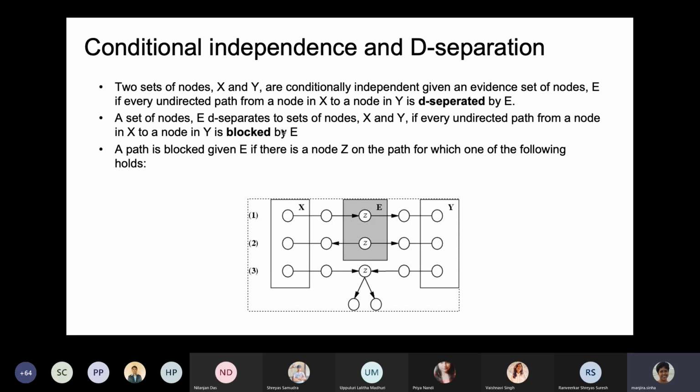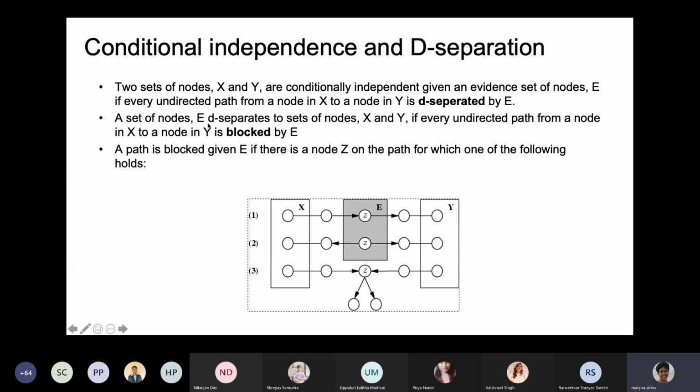That means X and Y are sets of nodes. So basically, you can think of three groups in a graph. Now if the two groups at the two ends are separated by E, then we are saying that these two groups of nodes are conditionally independent of each other.